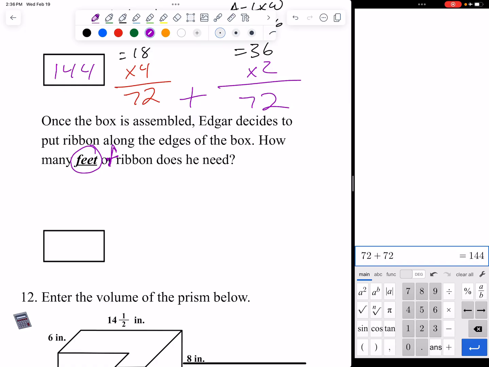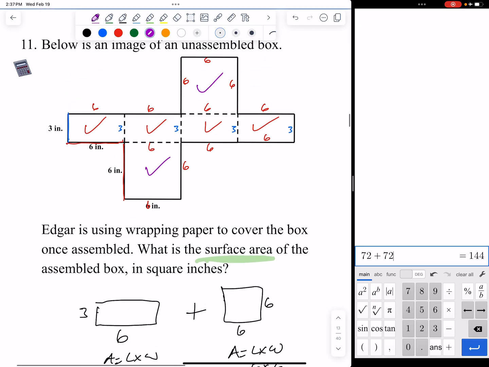So this is where it gets tricky with geometry, like I said, and just having students do geometry. One of the toughest parts is visualization, right? Can you basically assemble this box?